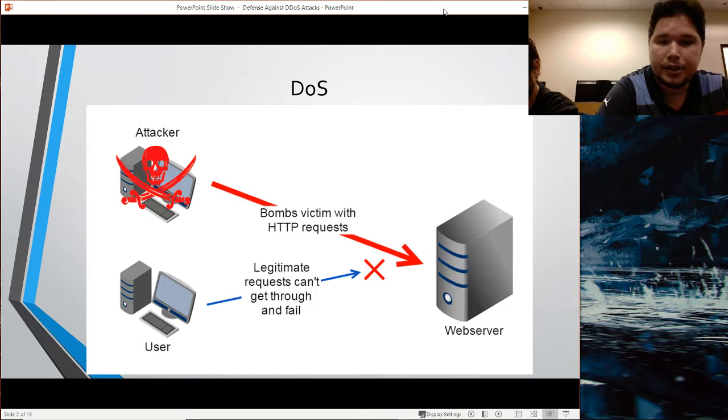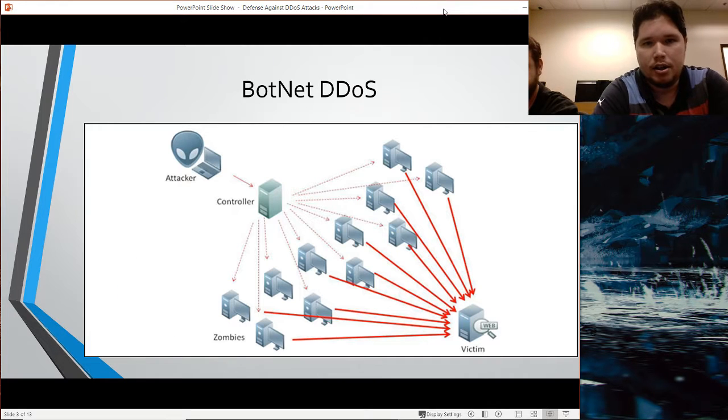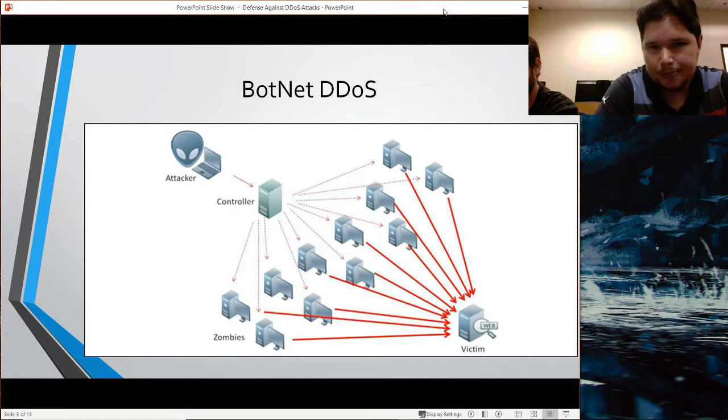What happened with this was as time progressed, the internet got faster. In fact, nowadays the average network speed is about 40 megabytes a second. So people came out with the idea of distributed denial of service. There are two types of distributed denial of service attacks. There's botnet, which is the one we're going to talk about now, and there's memcache.